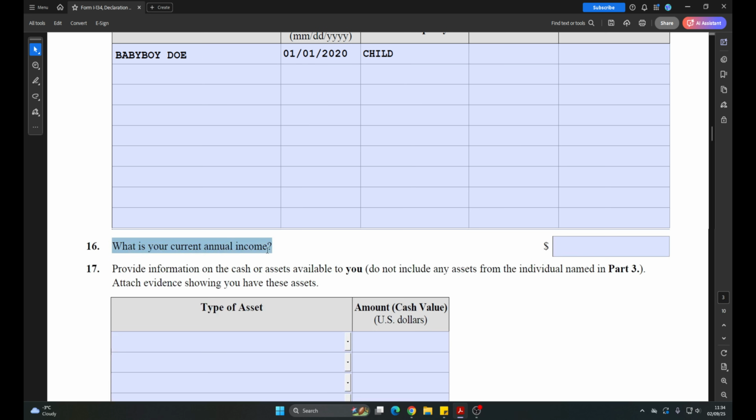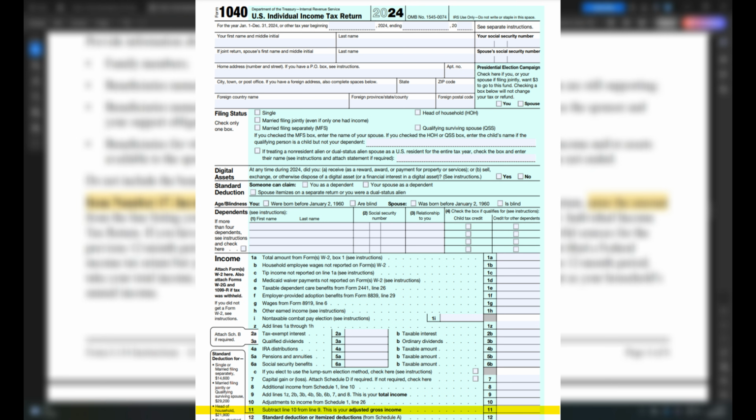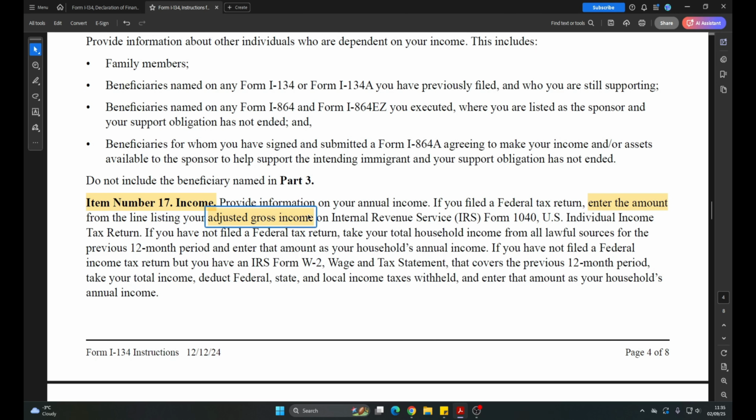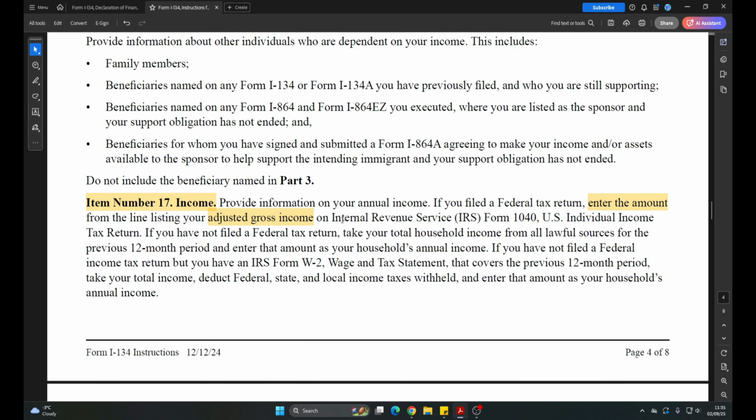Next, provide your current annual income. And in the form instructions, it talks about providing the amount from your IRS Form 1040 or tax return transcripts from the adjusted gross income line, AGI. In this situation, if you have a spouse, for example, then the AGI will include your spouse's income.